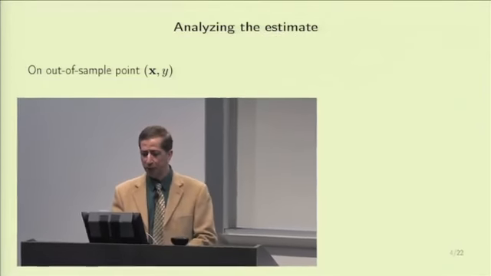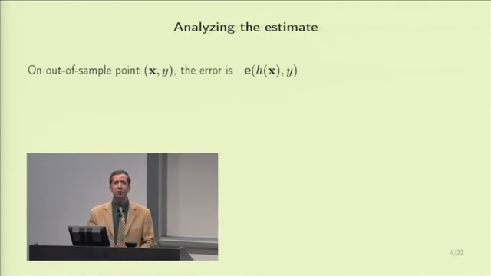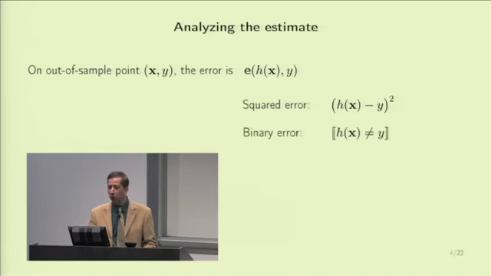Okay, so you take this point, and the error on it is the difference between what your hypothesis does on x and what the target value is, which is y, okay? And what is the error? We have seen many forms of the error. Let's just mention two to make it concrete. This could be a simple squared error. We have seen that in linear regression. It could be the binary error, we have seen that in classification. So nothing foreign here. Okay.